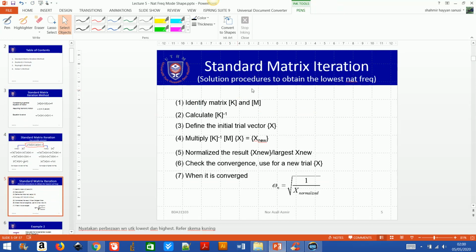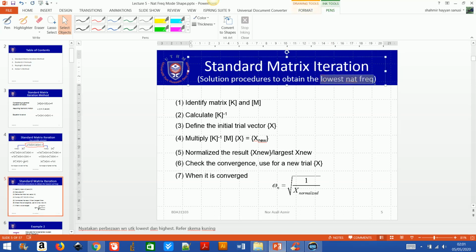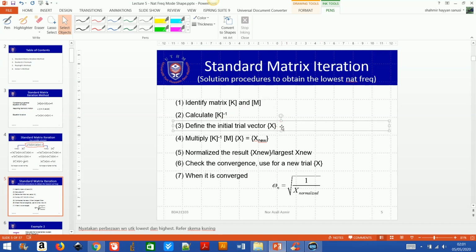In order for you to get the lowest natural frequency, as I have mentioned earlier, you need to multiply it with the inverse stiffness matrix. So these are the solution procedures, or sometimes you call it the standard operating procedure, in order for you to get the lowest natural frequency. First, you need to identify the matrix K and matrix M. Second, you need to calculate the K inverse. You can use your calculator for this. Third, define the initial trial vector.